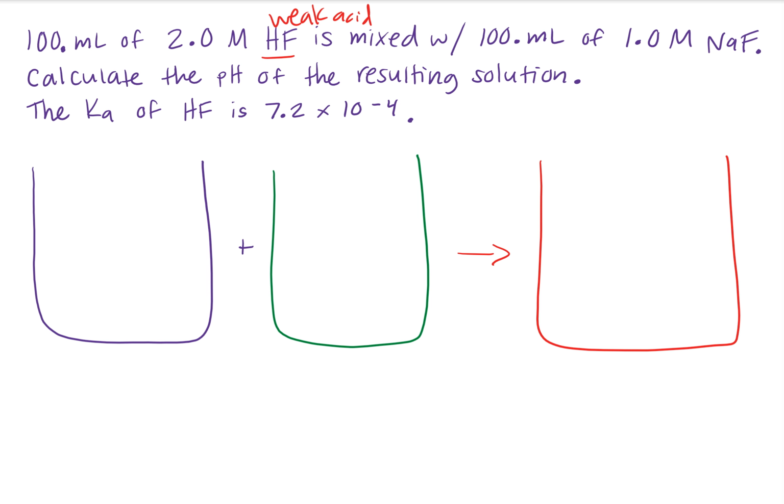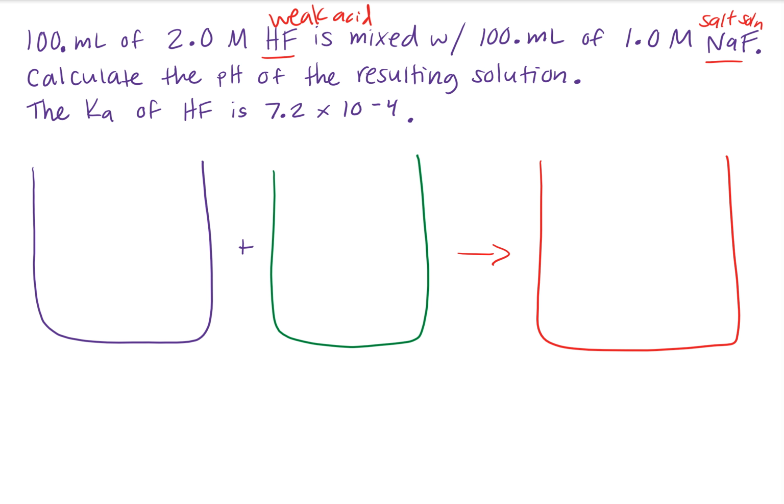But now I'm mixing it with a solution of sodium fluoride, which is a salt solution. And I know sodium is going to be neutral because it comes from sodium hydroxide, something strong. But that fluoride is going to be a basic ion, and it's going to affect the pH. So what happens when I mix these two things together? How is it possible to calculate the pH of this overall solution?